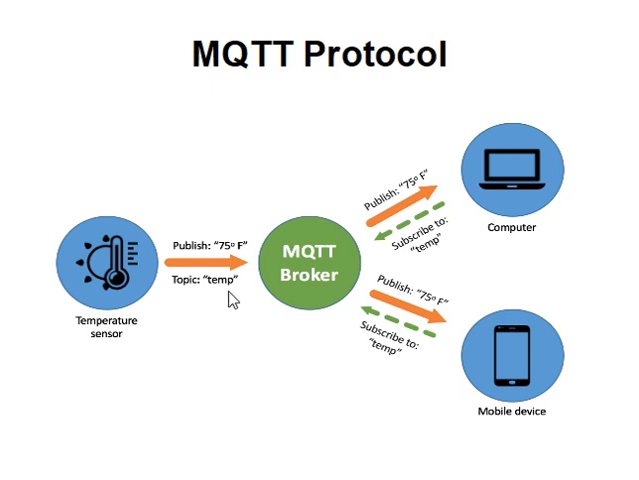To explain with a simple example, here is one more temperature sensor which is publishing the data under the topic temp, and there is an MQTT broker. To this broker, the clients have subscribed to temp. You can see here this particular computer has subscribed to temp, and it is receiving the published data from the sensor. Similarly, the mobile device has also subscribed. So this is how the MQTT protocol works. MQTT is basically a lightweight protocol used in IoT applications.